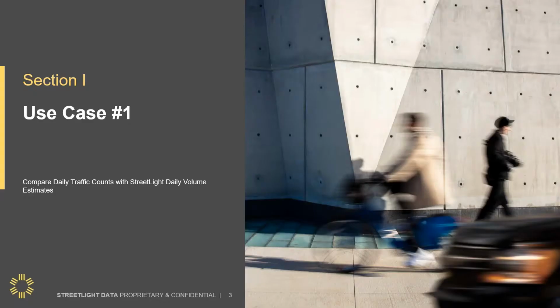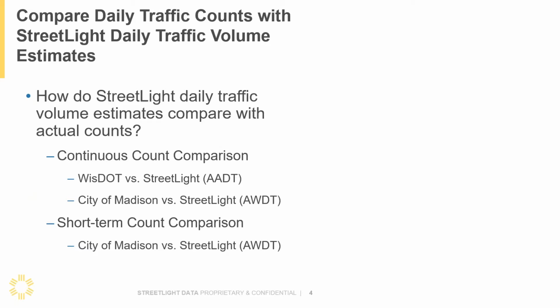So in use case number 1, we compared daily traffic counts with StreetLight daily volume estimates. Next. The importance of having accurate data for various different planning purposes is basically the point I was trying to make. What we did is compare WisDOT counts and Madison counts with the data from StreetLight.